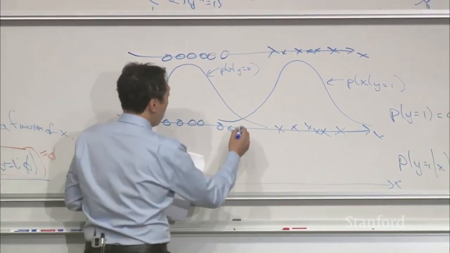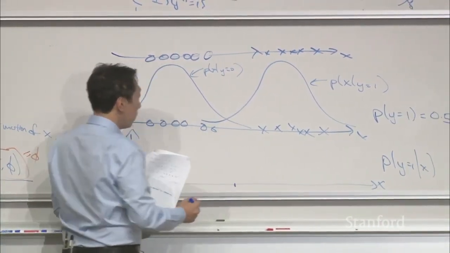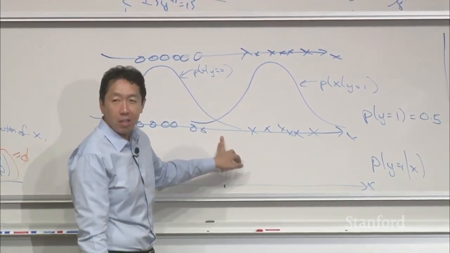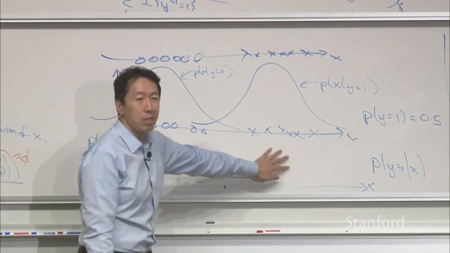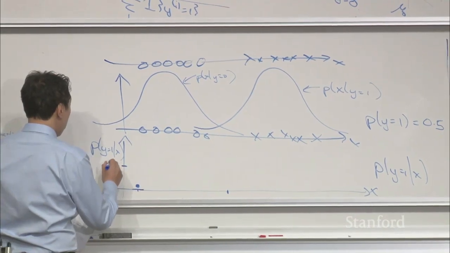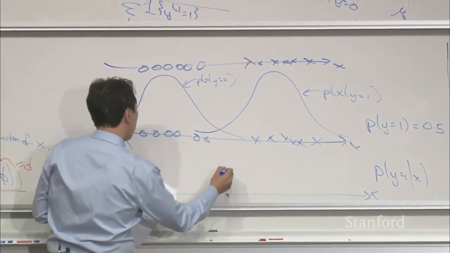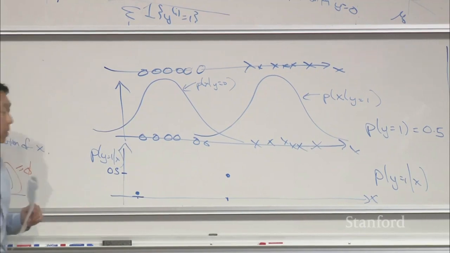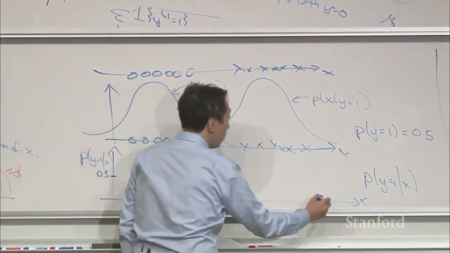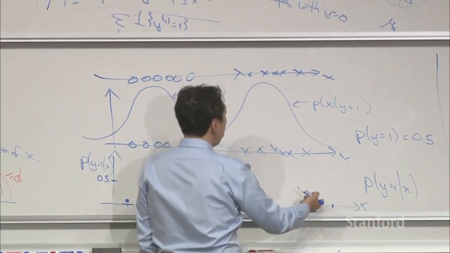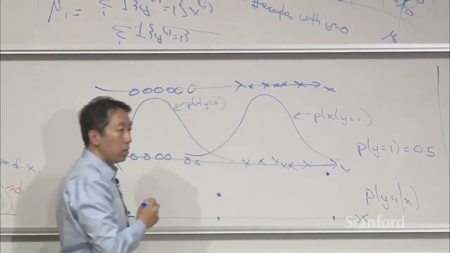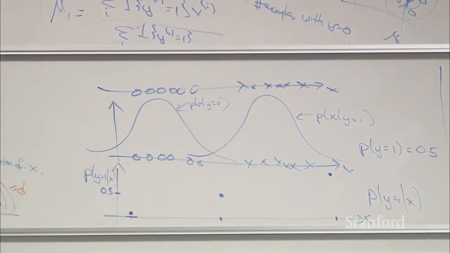Let's pick another point. How about this point, the midpoint? Well, if you get an example right in the midpoint, you really have no idea. You really can't tell. Did this come from the negative or the positive Gaussian? Can't tell. So this is really 50-50. So if this is 0.5, for that midpoint you would have P of y equals 1 given x is 0.5. And then if you go to a point way to the right, if you get an example way here, then you'll be pretty sure this came from the positive examples. And so you get a point like that.